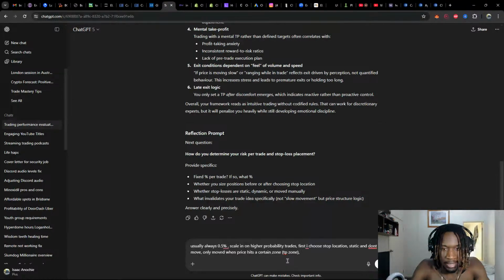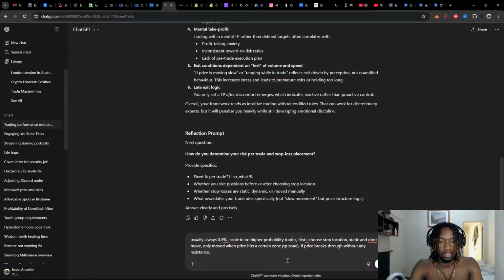What invalidates your trade idea specifically? Not slow movement, but price structure logic. If price breaks through without any resistance, I usually wait for a bearish engulfing or bullish engulfing on the 1 minute.